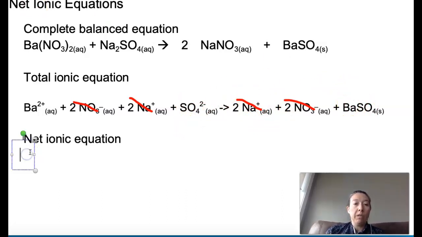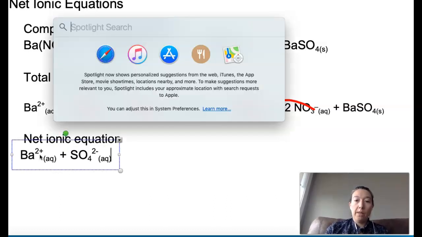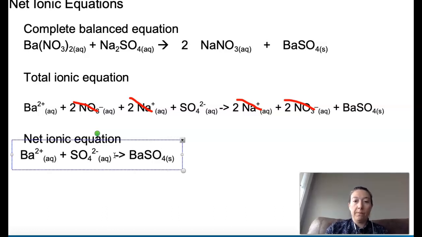Okay, and now what we're left with, once we cancel out those spectators, is going to be our net ionic equation. So we get the Ba2 plus aq plus the sulfate. And that is going to give us that BaSO4 solid.